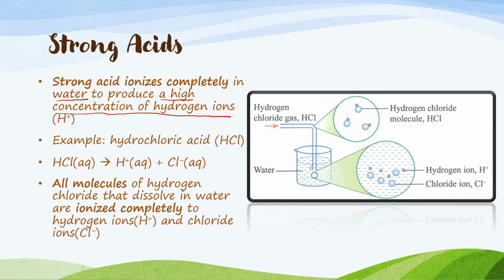And for the strong acid, the ionization is complete, where all molecules are involved, as you can see in the diagram over here. If we have 4 hydrogen chloride molecules when they are added into water, what you will get is 4 hydrogen ions and 4 chloride ions. This indicates that all hydrogen chloride molecules ionize or dissociate in water. Okay, and this will give a high concentration of hydrogen ion.